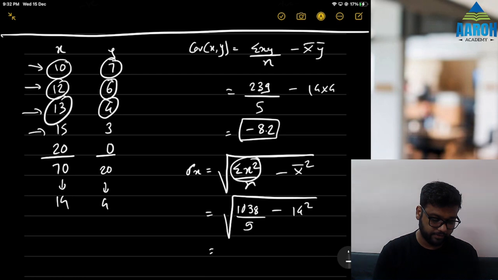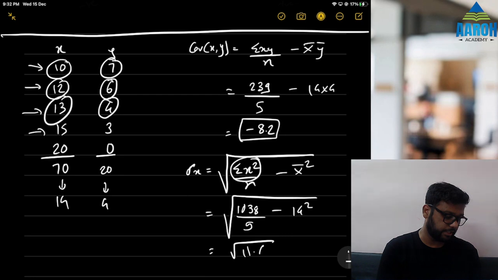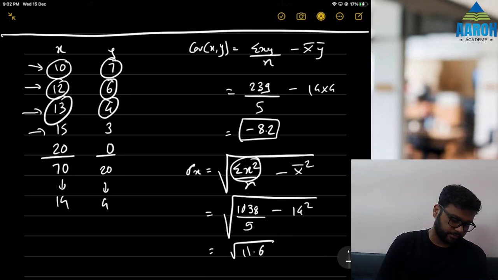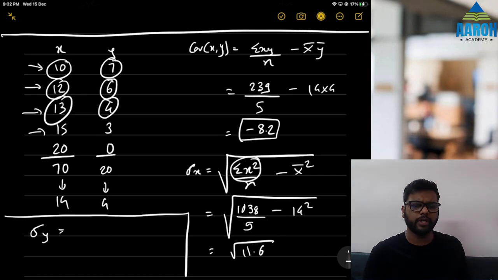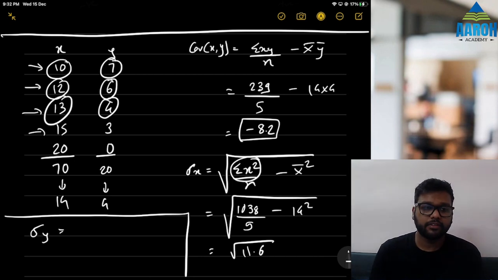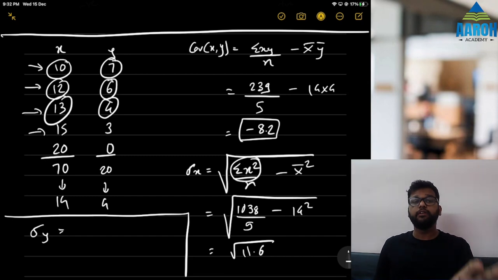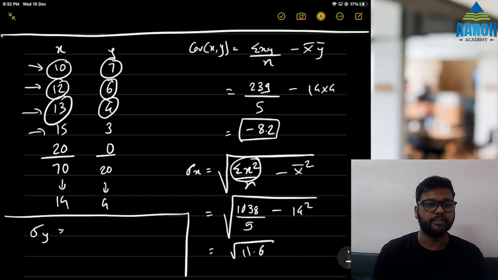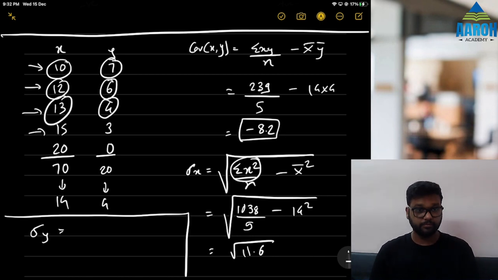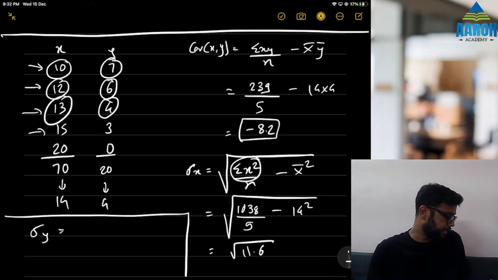So ideally you should have root of 11.6 as the answer. Check. And if you have got it, tell me sigma y by yourself. I'll wait for a minute. Everyone try to calculate this. 3.405. That is correct, root of 11.6. Try to tell me sigma y also. Root 6. Root 6 is correct. Sigma y. Good.